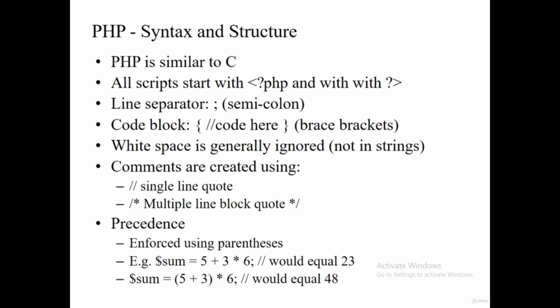PHP is similar to C. All scripts start with less than question mark php and end with question mark greater than sign. We use the semicolon as the line separator. We write code blocks between open curly braces and close curly braces. White space is generally ignored, except in a string. Comments are created using // for single lines, and slash star to star slash for multiple-line blocks. We control precedence by using parentheses. Suppose in this example there are two lines: $sum equal to 5 plus 3 into 6, and the result is 23.